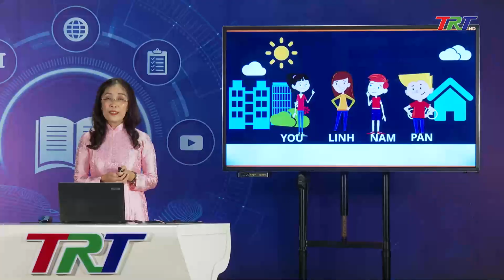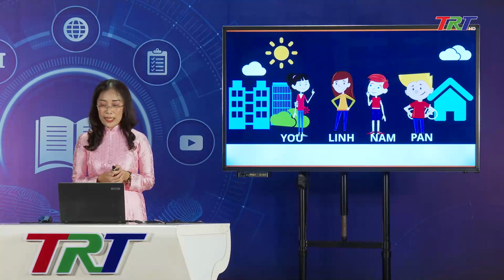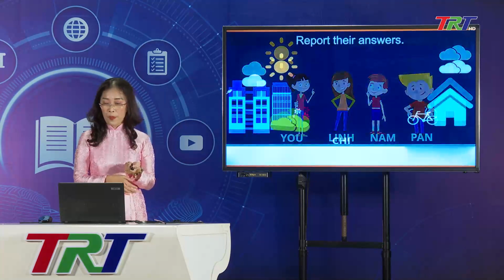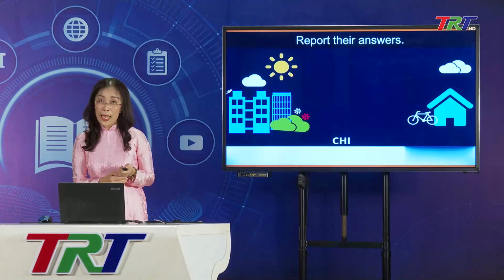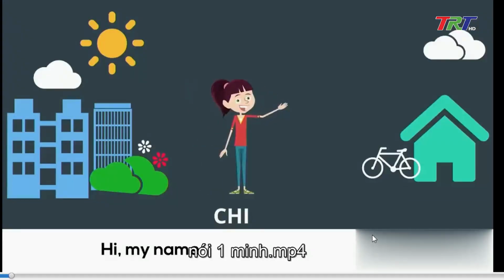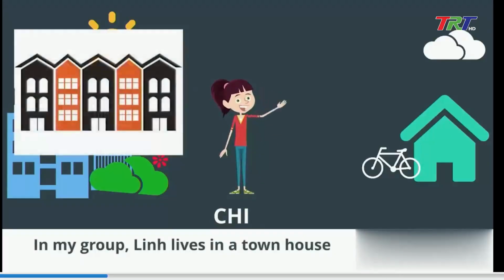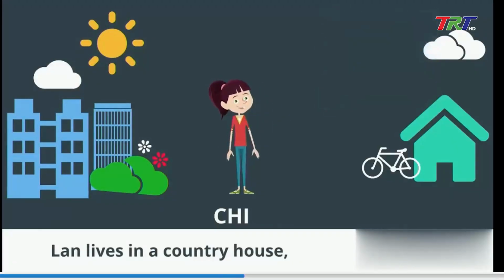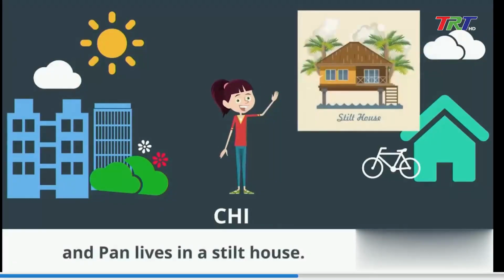I'm sure you have the correct answers. Yes, congratulations. Come to the next one. In this exercise, you will report the information you have in the last one. I will give you an example. Hi, my name is Chi. In my group, Linh lives in a townhouse. Nam lives in a country house. And Pan lives in a stilt house.